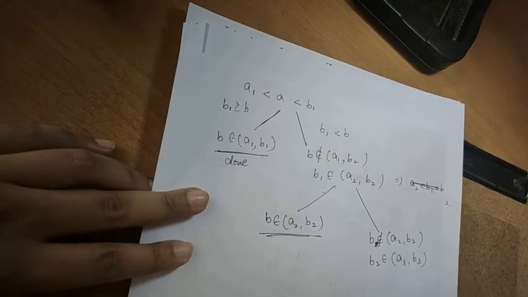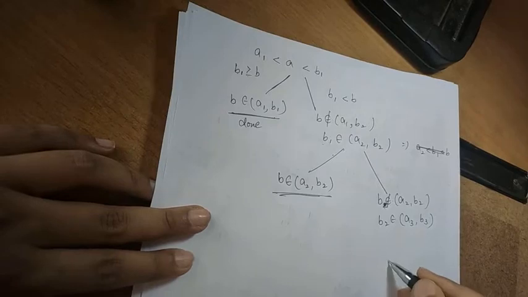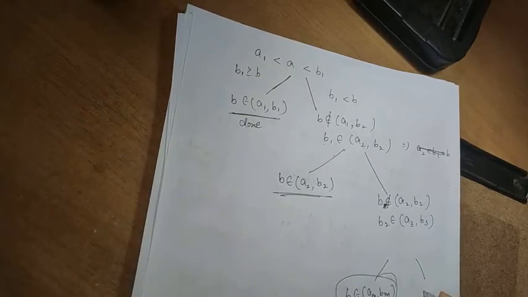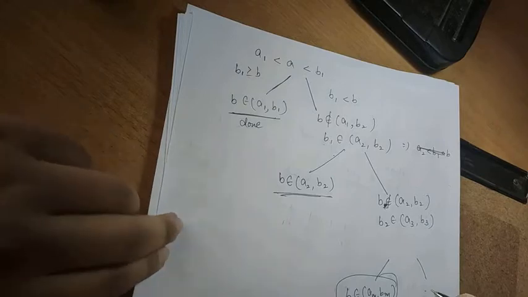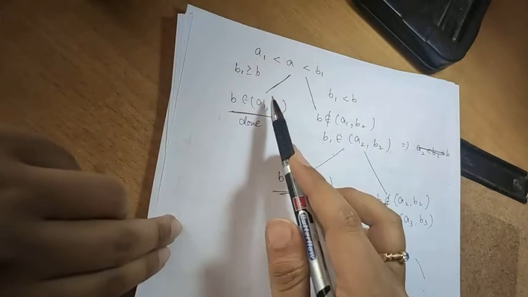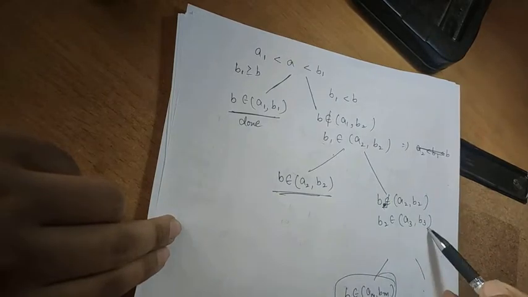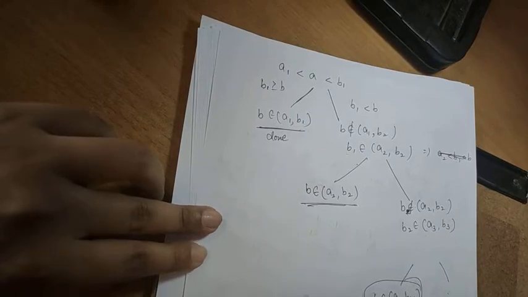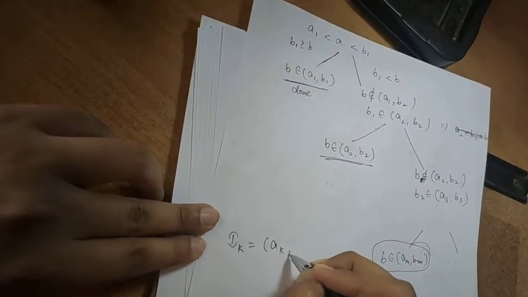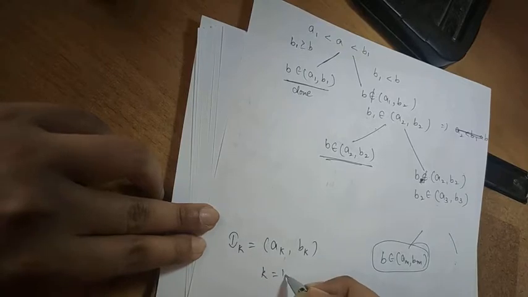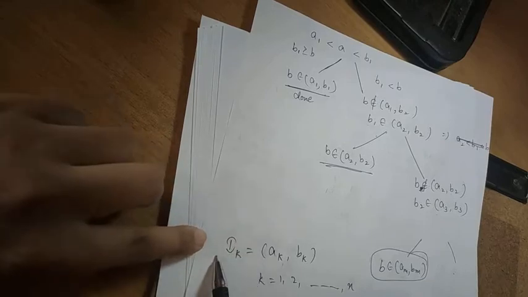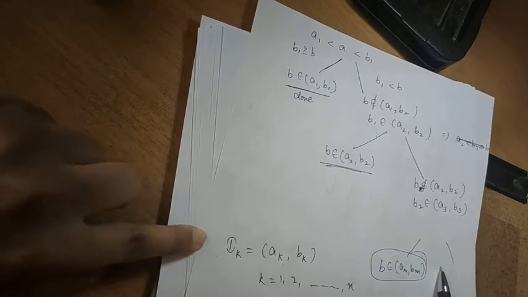You can keep going. At last, b belongs to (am, bm). This will be done, and you cannot go beyond. And from where are you choosing these intervals? (a1, b1), (a2, b2), (a3, b3), (am, bm). You are choosing these intervals from Ik, where Ik is equal to (ak, bk), where k varies from 1 up to n. Since Ik is a finite collection, this process should terminate somewhere.